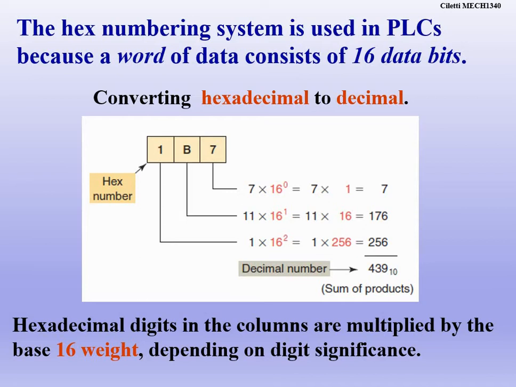And then we're going to take 1 times 16 squared, so 1 times 256, which is 256. And then we need to sum all of those together. So we get 7 plus 176 plus 256, which equals 439 in decimal, still keeping the subscript 10 there to know that that's a decimal number. Like I said, the concept is the same for converting anything to a decimal. You just have to keep track of what base you're coming from. So we're coming from hexadecimal here to decimal, so we have to use base 16.